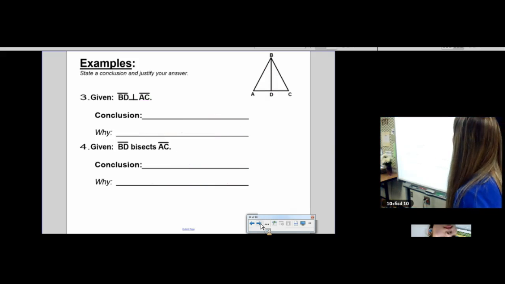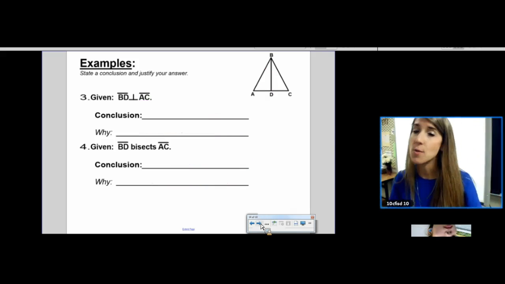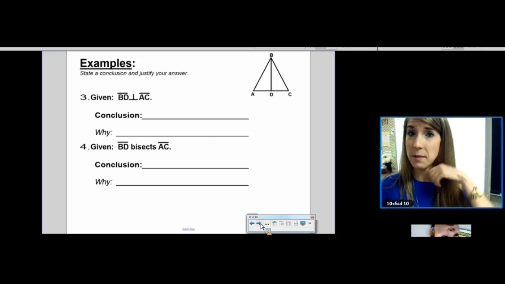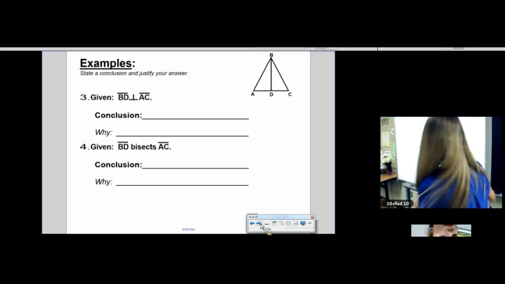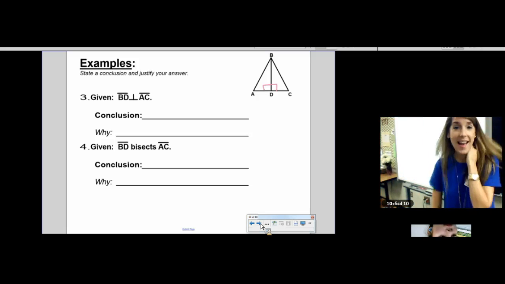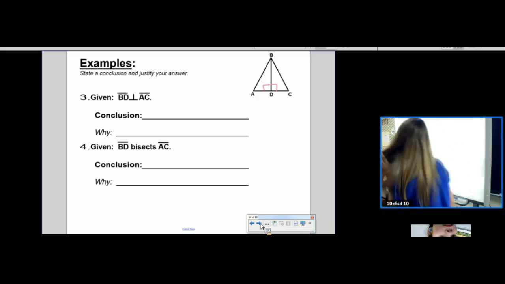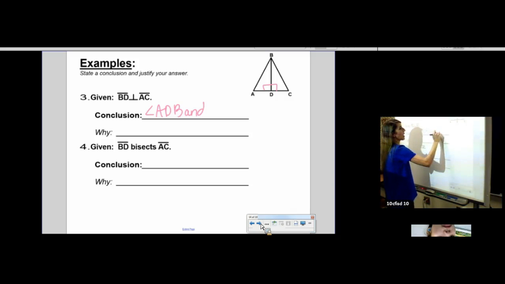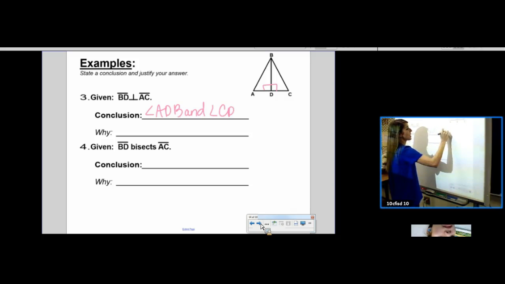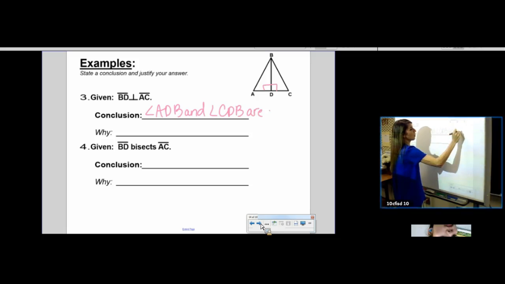Given BD is perpendicular to AC. You ask yourself, if I knew two segments were perpendicular, what would I add to my picture? I would add that to my picture. So my conclusion is angle ADB and angle CDB are right angles.